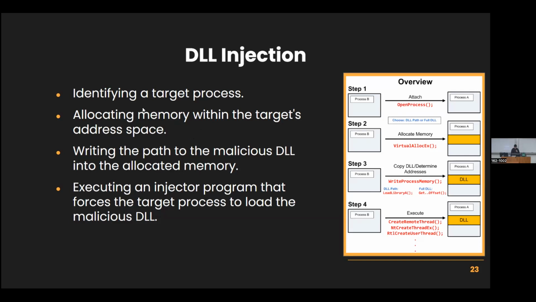But basically, just identify a process, allocate memory within the target address space, and then we write a path to our malicious code. And then once it has the correct permissions, we can go ahead and execute it.